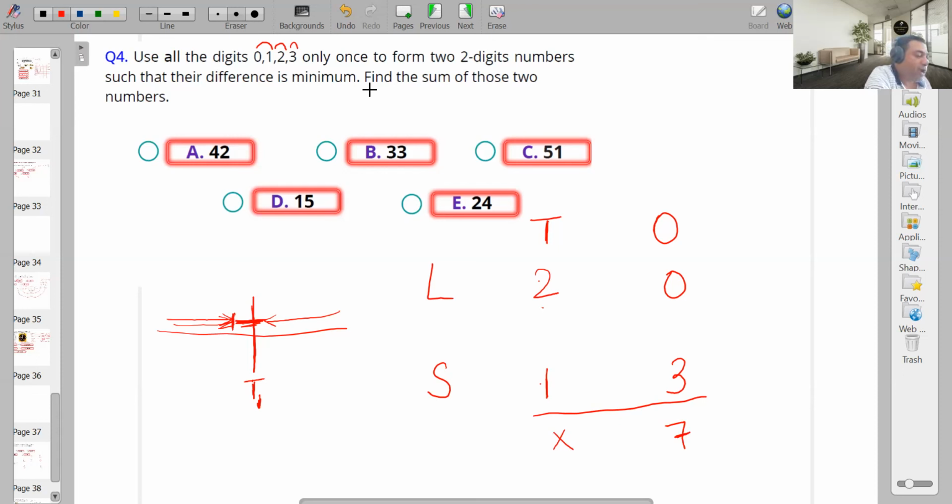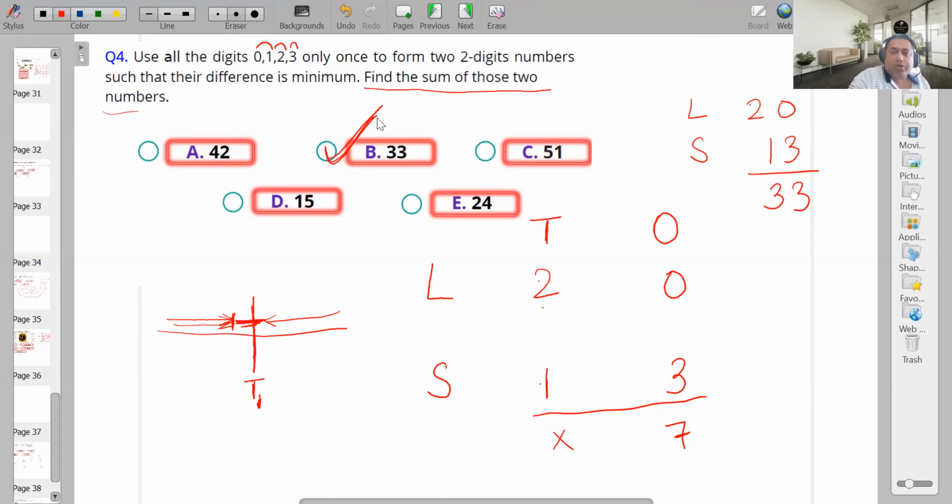Now, it is asking to find the sum of the two numbers. The two numbers which we used are 20, which is the larger number, and the smaller number is 13. So if we add these two numbers, our answer is 33, which is option B. Right? I hope you got this.